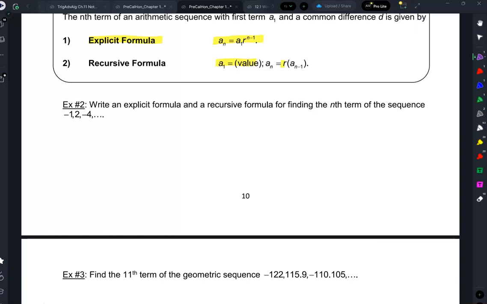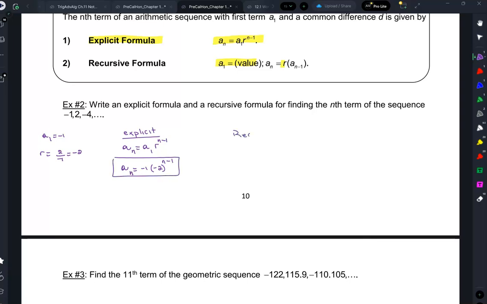Let's write an explicit and a recursive formula for the nth term of a sequence. Okay, so for this one, a1 is -1. R is 2 over -1, which is -2. So the explicit formula will be a sub n equals a1 r to the n minus 1. You really don't need parentheses. It's understood in this format, but when you put in the numbers, then you do need some sort of parenthesis. So a sub n is going to be -1 times -2 to the power of n minus 1. And this is good enough.